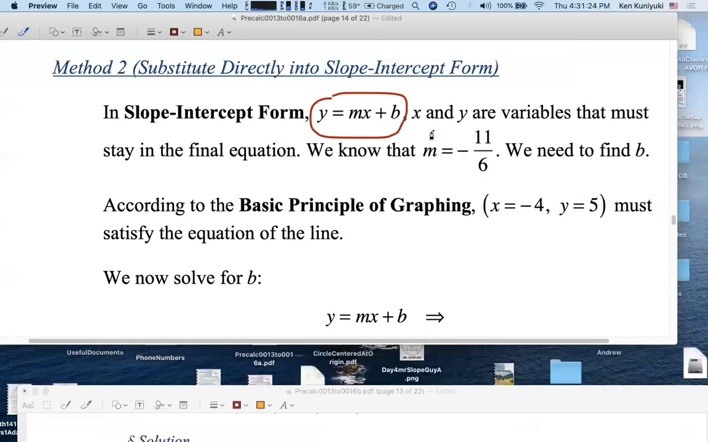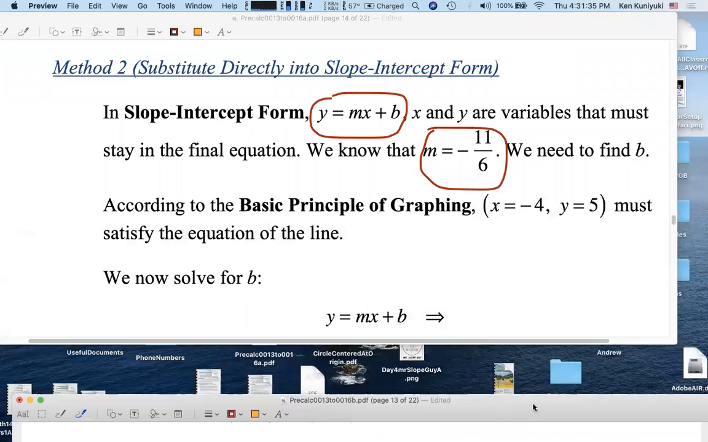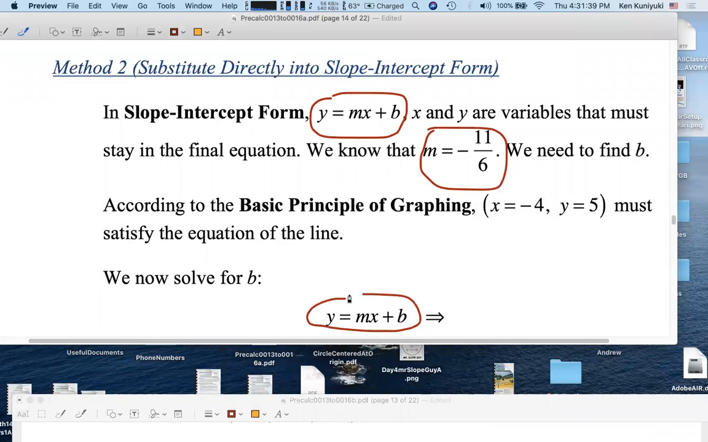Now we have to find the slope. With either method, you have to find the slope. So if you haven't found it yet, find it. Slope is rise over run, -11/6. We still need that. But now, since we want something of the form y equals mx plus b, we have the value for m. Well, shouldn't we be able to find b fairly quickly?